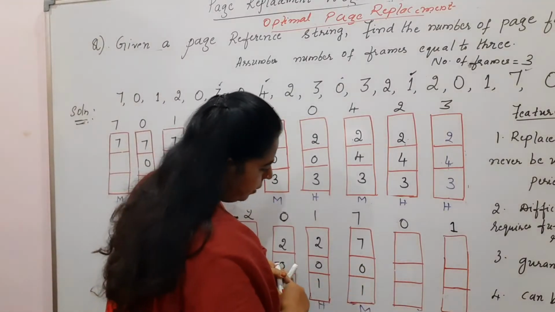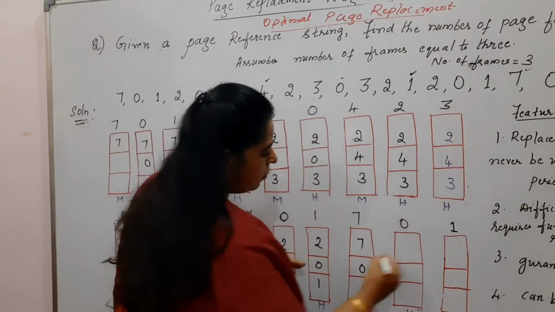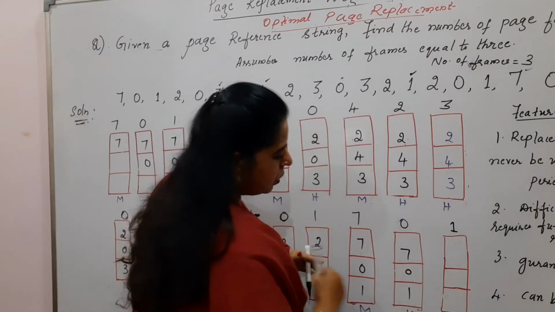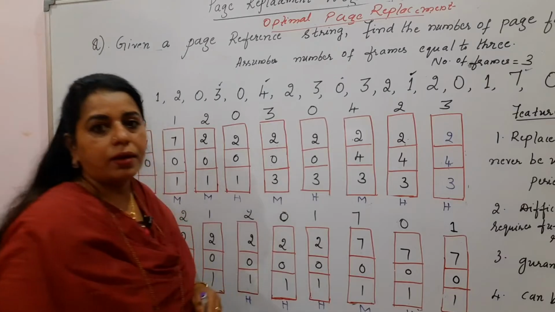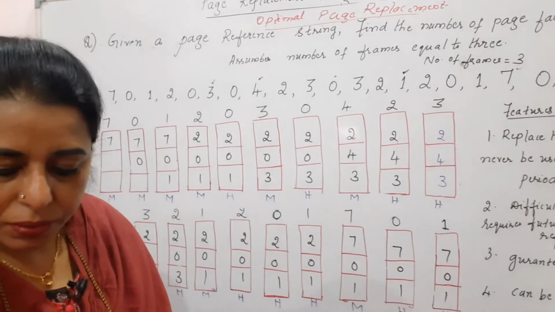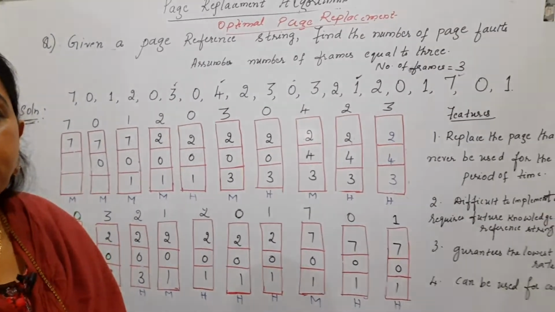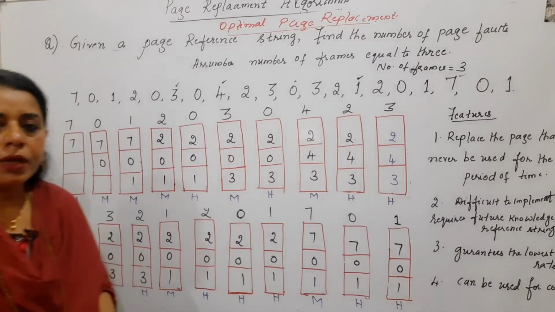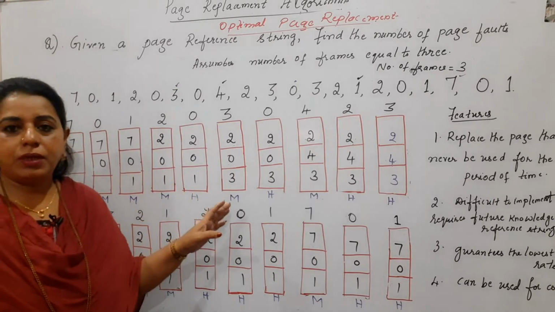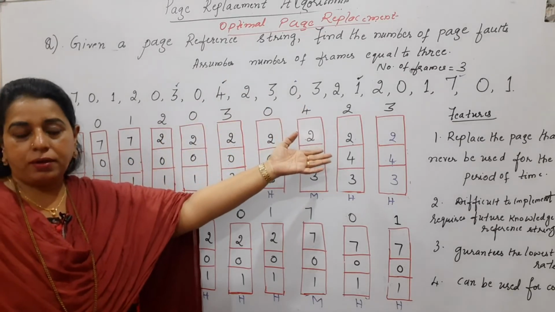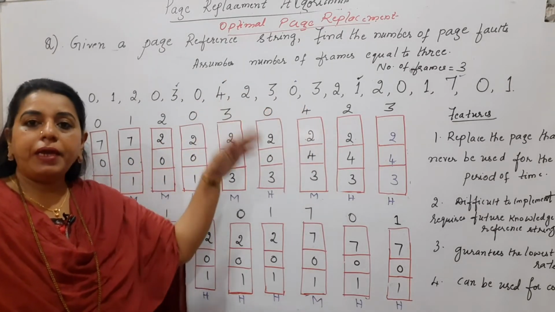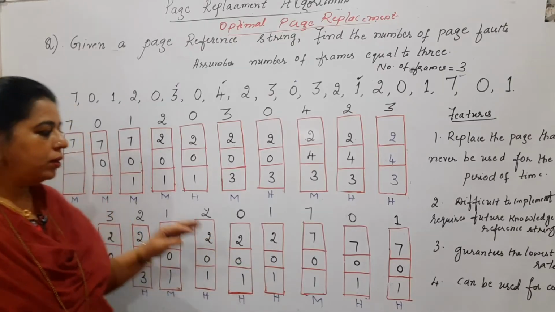0 is already there. It is a hit. 7, 0, 1. 1 is already there. It is a hit. 7, 0, 1. So I hope it is visible to you all. This way you have solved the problem using the optimal page replacement algorithm. The page that will be used very late in future, that page has to be selected for replacement. So this way we have done.